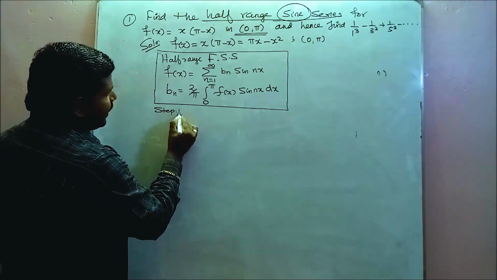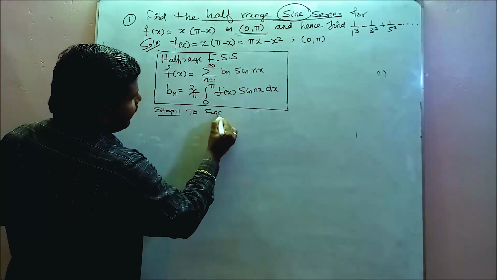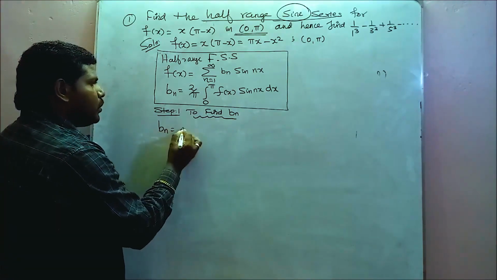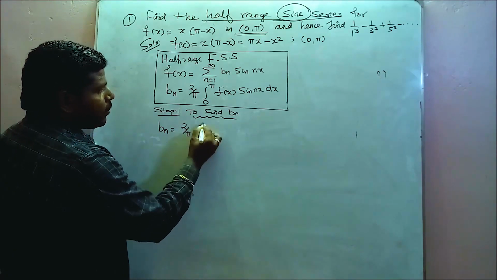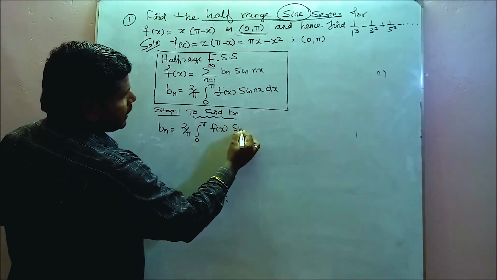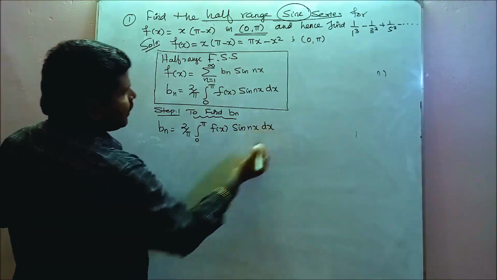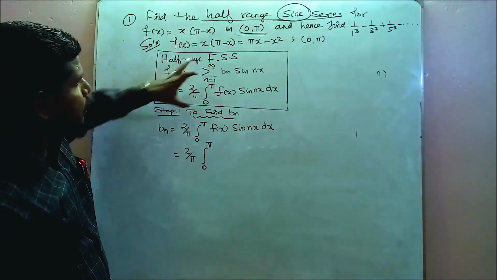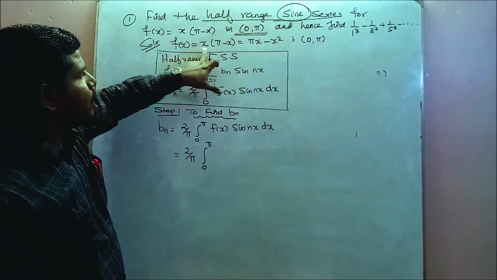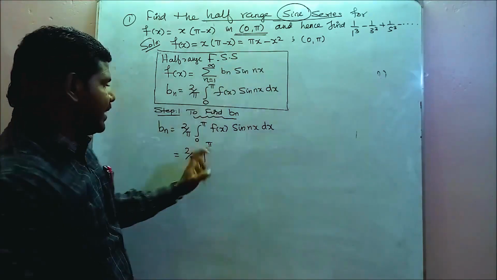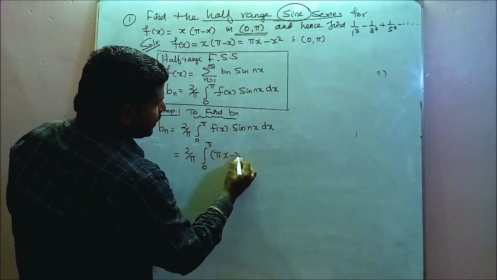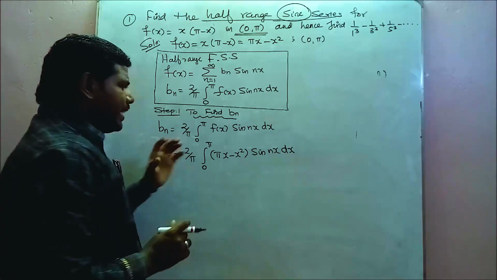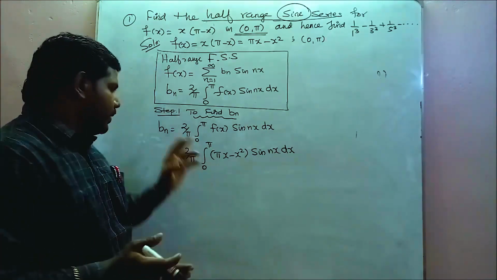Step 1: to find the bn value. So you know the bn value formula. So bn is equal to 2 by pi integral 0 to pi f of x into sin nx into dx. So here, in the range 0 to pi, the value of f of x, so pi x minus x square, substitute that value here. So pi x minus x square into sin nx into dx. Now if we integrate this term, we get the bn value.